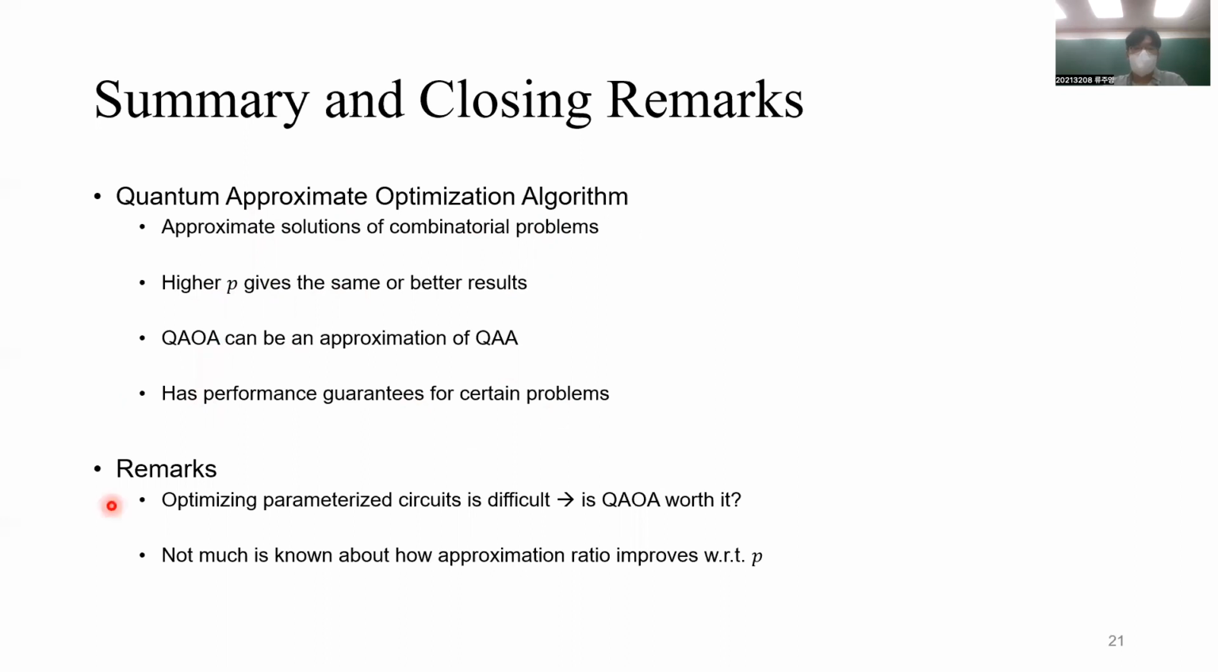And some things that we can think about is that actually optimizing these parameterized circuits that the QAOA suggests that you do is quite difficult. Actually, it's known to be NP hard. And so the question is, is QAOA worth it in this case? And also another problem is that we saw that for max cut on 3 regular graphs, the performance at low P is pretty low compared to classical algorithms. So we want to increase the approximation ratio, but the problem is that we don't know how this approximation ratio improves with respect to P. This is, as far as I know, an unsolved problem.